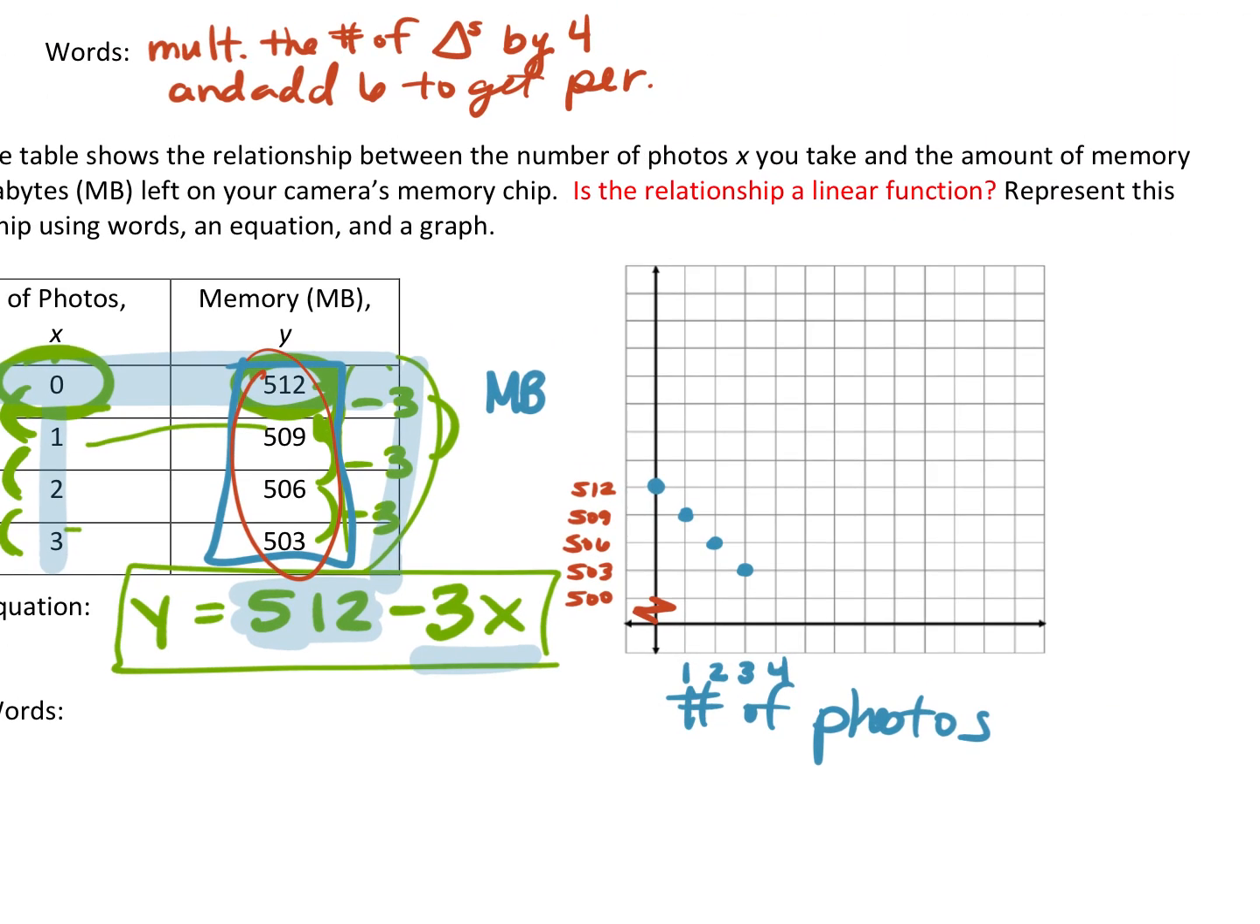Is that a linear function? Yes. Okay, so that's the answer to this question. Is it a linear function? I'm not even going to put it into words right now. Basically what you're saying is I started with 512 megabytes and went down by 3 each time I took a picture, something like that. But that's what you're doing with this stuff.